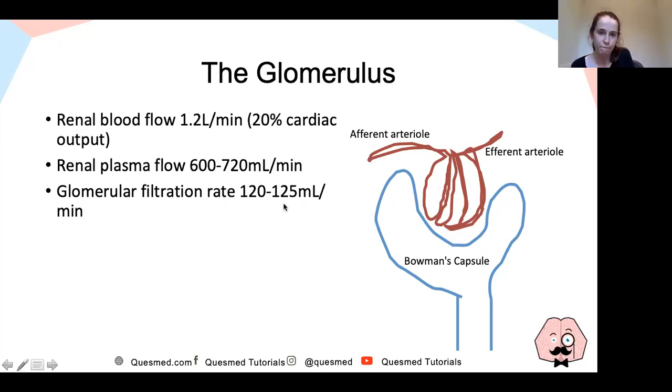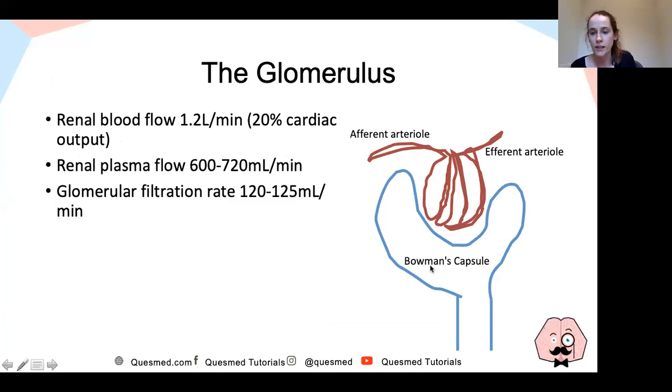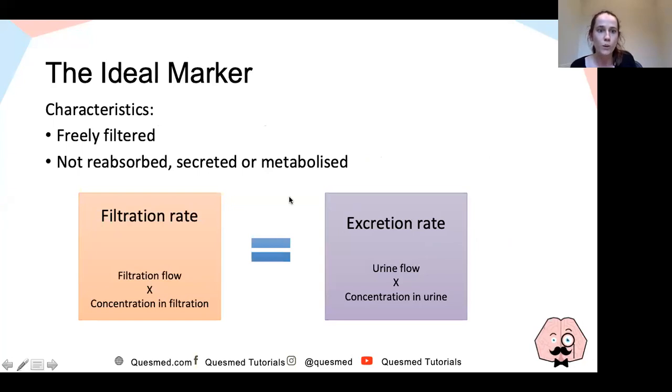125 mils per minute. Okay, the ideal marker for measuring glomerular filtration rate is a marker that's freely filtered, so that it can freely pass from here to here, where the concentrations between the two remain the same. But we don't want it to be reabsorbed, secreted, or metabolized. So along the nephron, we don't want more of it to get added into the filtrate, and we don't want more of it to get reabsorbed back into the bloodstream. And we don't want it to be metabolized between getting from the blood to the nephron.